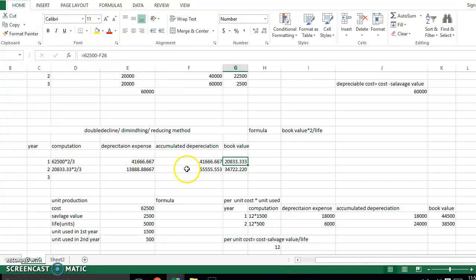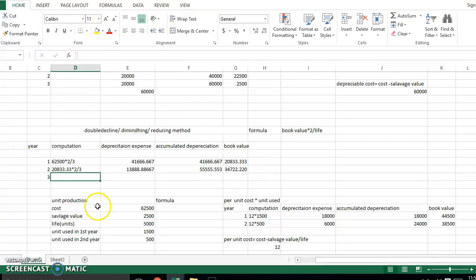So in the second step, we take the book value from here and multiply by the formula, and the rest of the things are the same. If we need to go further, we need to take the book value here and multiply by 2 over life. So if we need to calculate the depreciation, these are the depreciation, these are the accumulated depreciation, and this is the book value of the first and the second year.